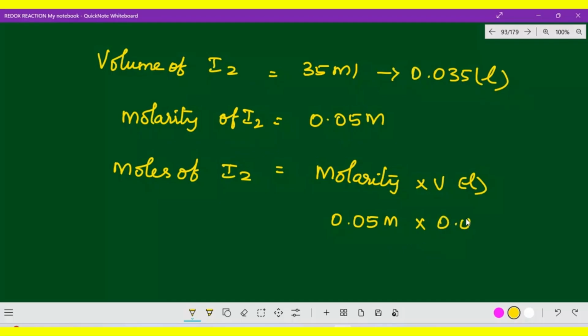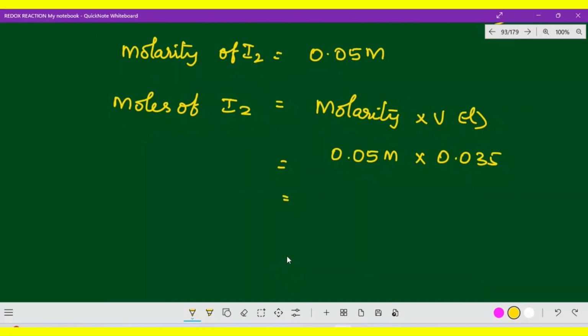So 0.035. When you calculate this, you will get moles of 0.00175 mole. I hope you got that clarity. So moles of I2, we got it.